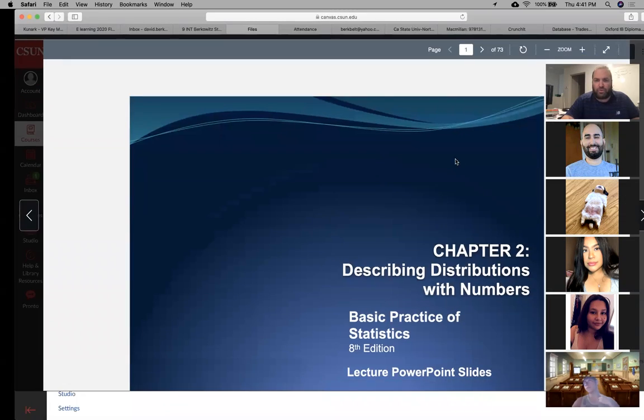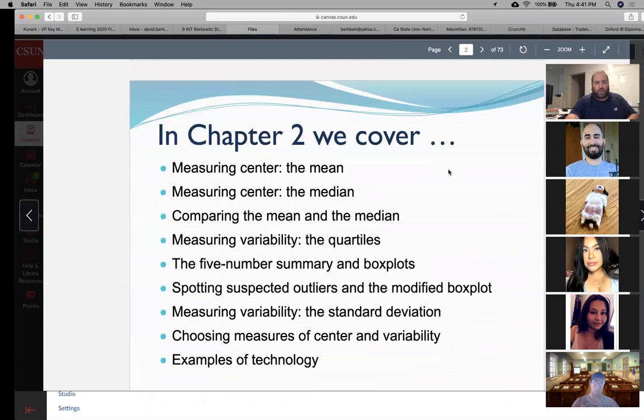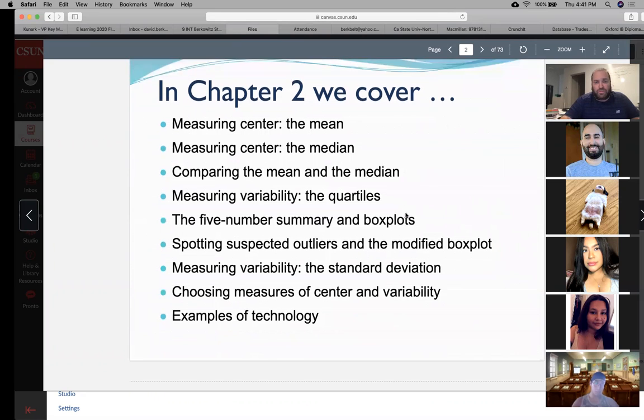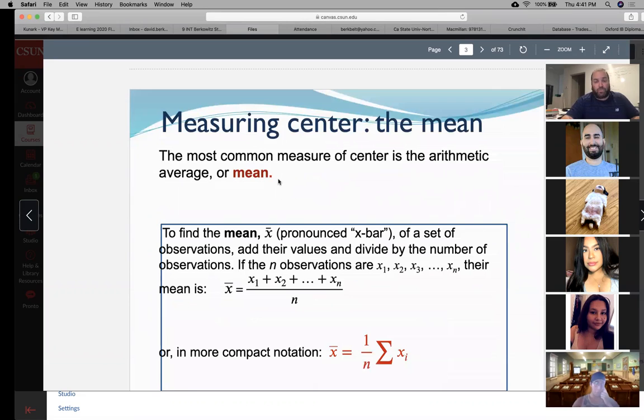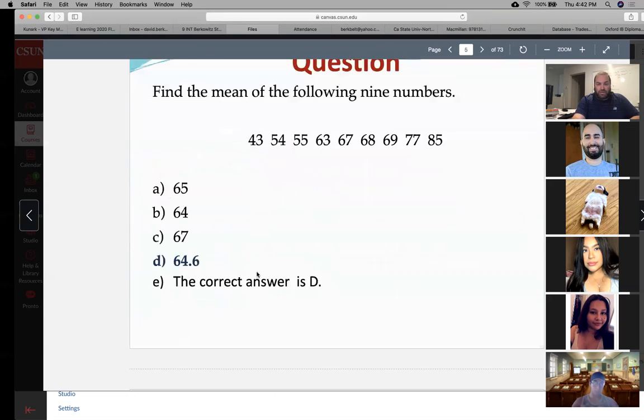Okay, so now we are number 2, describing distributions with numbers. Last chapter was very qualitative, not numerical. So describing distributions with numbers makes things much more rigorous. So let's see what we do here. We first define the mean. The mean is the sum of all of your observations divided by how many there are. Of course, this only makes sense for quantitative data. We described it by X bar. That's the sample mean. And then we had a question on it, and then another question on it.